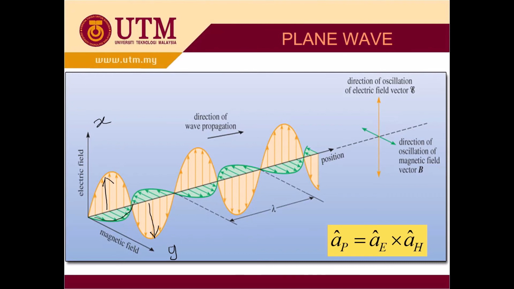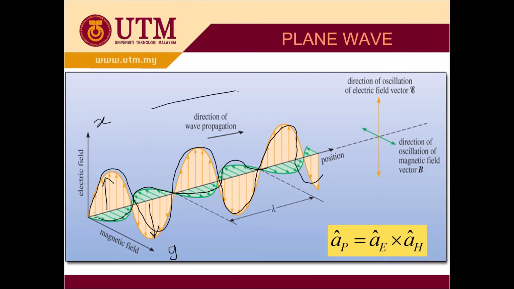So this is a sinusoidal wave. You can see that they are perpendicular to each other, right? And these two waves always propagate in this direction, the z direction.